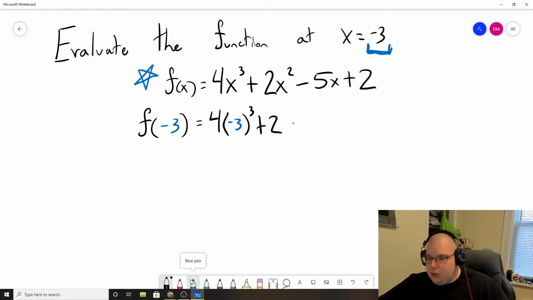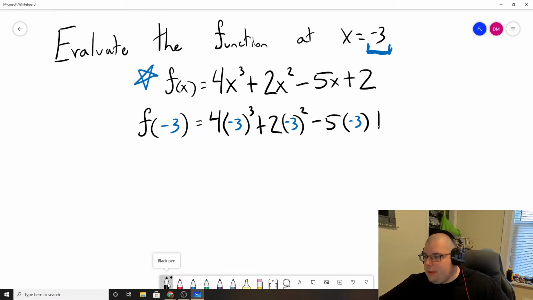And I'm going to do it so that my -3 is in blue the whole time. Well, maybe not the whole time, but as I'm putting it into the function that's in black, my number I'm evaluating it at will be in blue, so that -3. So everywhere there was an x, I put the number -3.